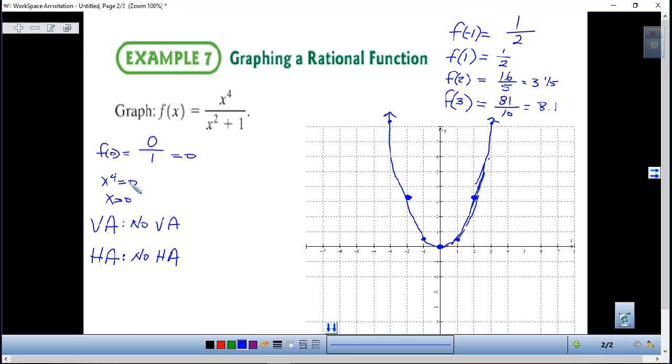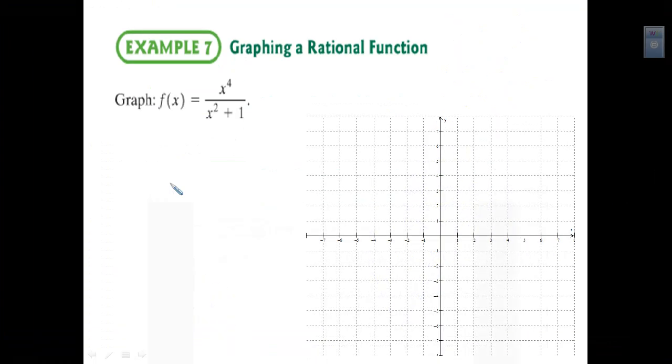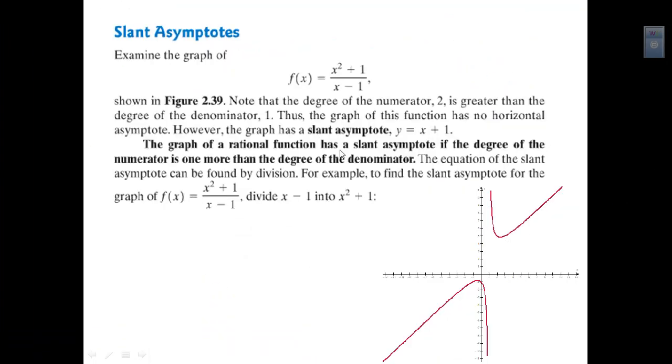So sometimes those pieces of information don't give you anything really to go with. They don't help you out much. All right, now we can also have what's called a slant asymptote, and it's a special case where the degree on the top is greater than the degree on the denominator by 1 unit. So in this case right here, we've got x squared plus 1 on top, so a degree 2 on top and a degree 1 on bottom. If the top is 1 degree greater than the degree on bottom, you have what's called a slant asymptote.